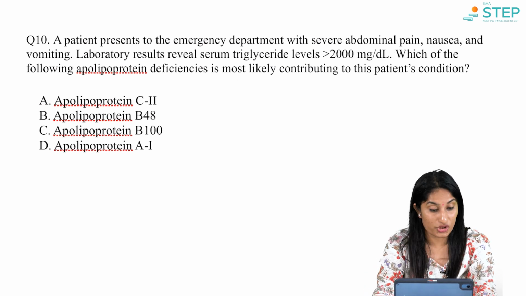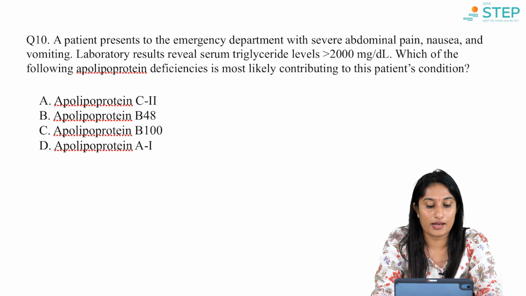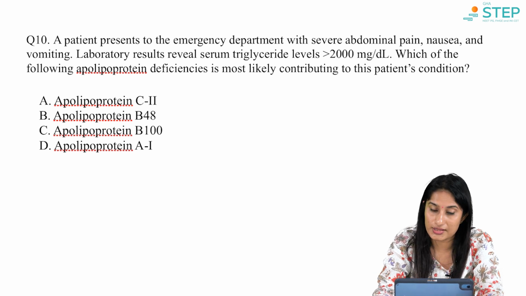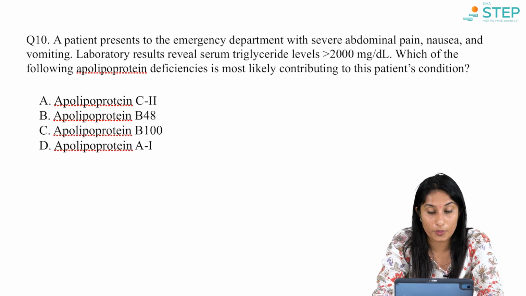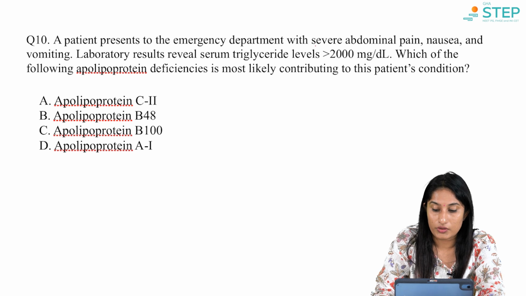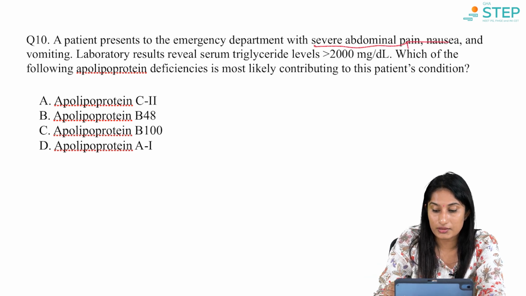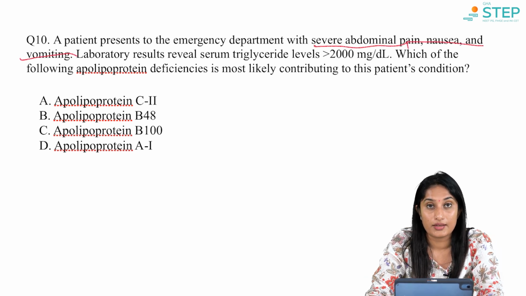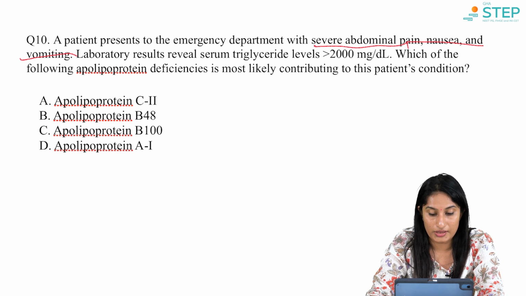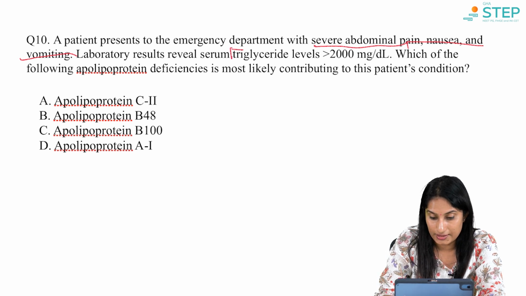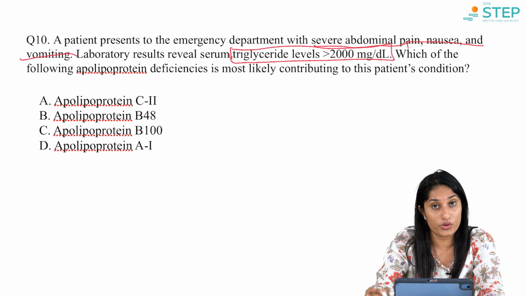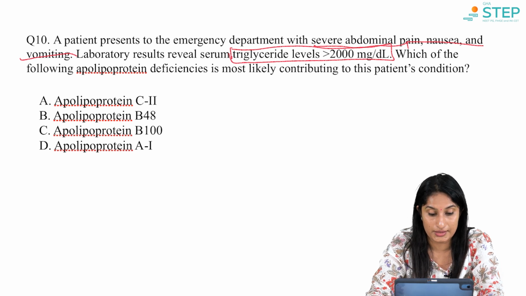Next, let's move on to question number 10. A patient presents to the emergency department with severe abdominal pain, nausea and vomiting. Laboratory results reveal a very high serum triglyceride level, more than 2000 milligram per deciliter. Which of the apolipoprotein deficiencies is most likely contributing to this patient's condition?